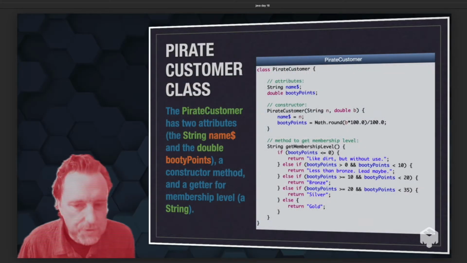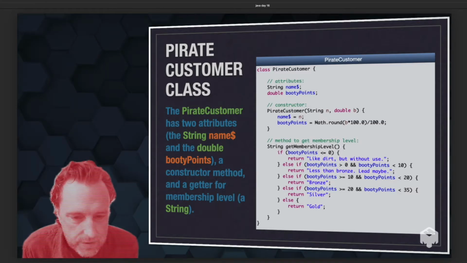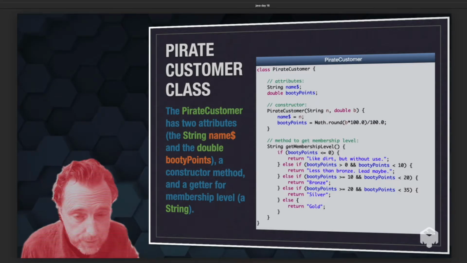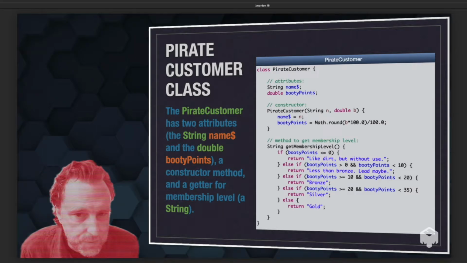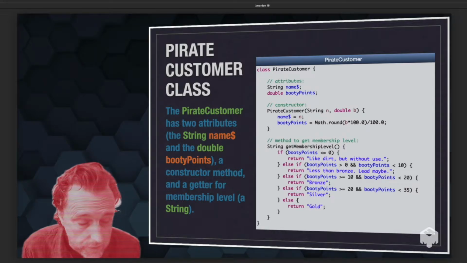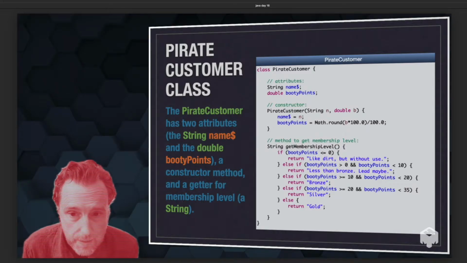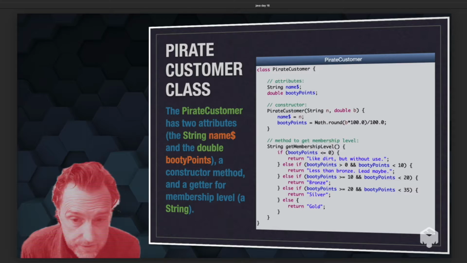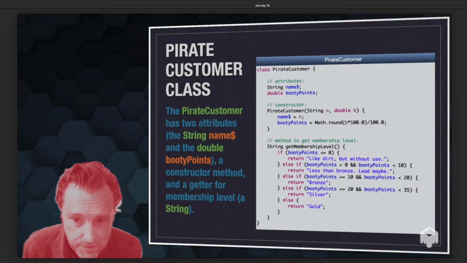All right. So this is actually what it looks like. This is in the download for the chapter. If you've already opened it up, this is what it looks like. There are two attributes, name string and the double booty points. There's a constructor. The constructor takes two parameters, the name and the balance. And then all it does is round the balance to 2 decimal places.